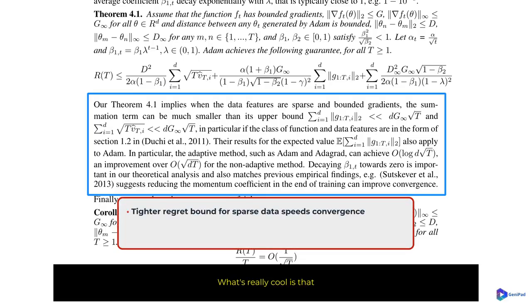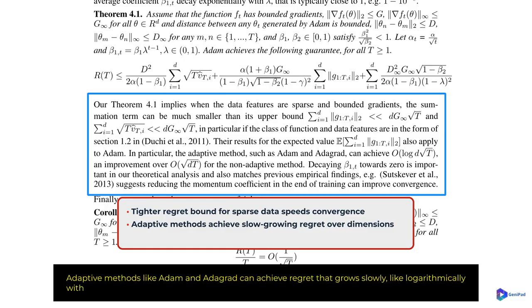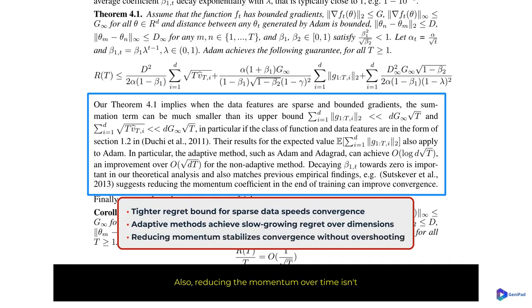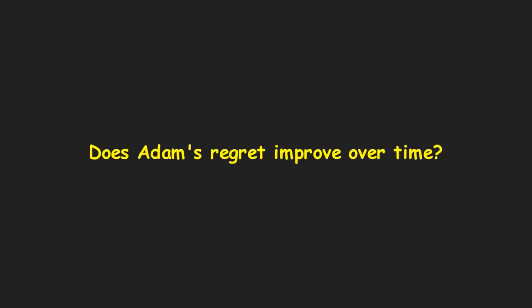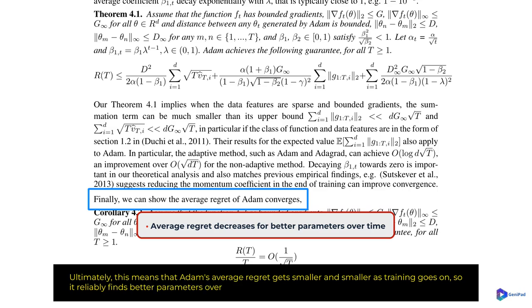What's really cool is that for sparse data, this bound can be much tighter, leading to faster convergence. Adaptive methods like Adam and Adagrad can achieve regret that grows slowly, like logarithmically with dimensions, which is a huge win over non-adaptive methods that might scale poorly. Also, reducing the momentum over time isn't just a trick. It's backed by theory and helps Adam settle into a good solution without overshooting. Ultimately, this means that Adam's average regret gets smaller and smaller as training goes on, so it reliably finds better parameters over time.